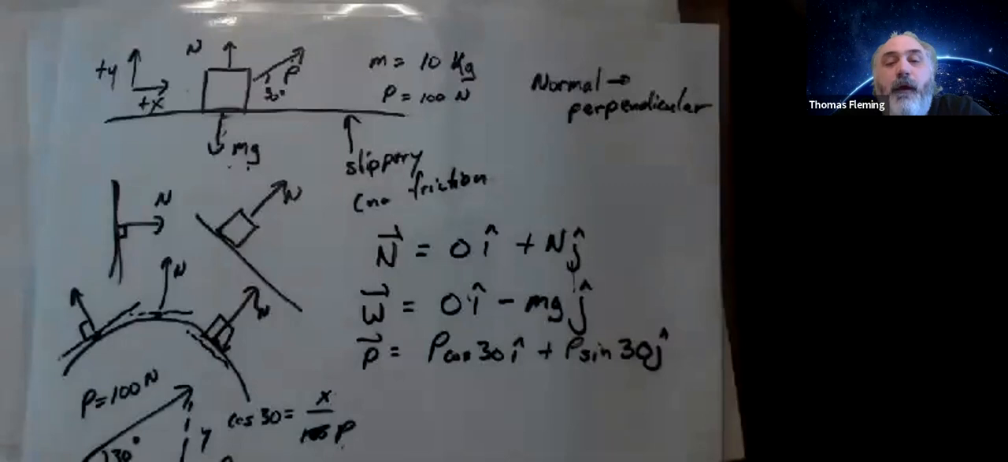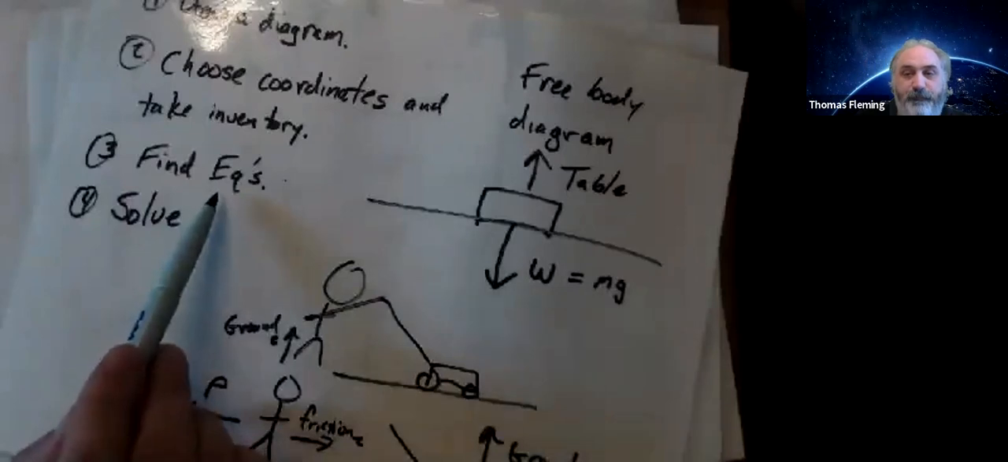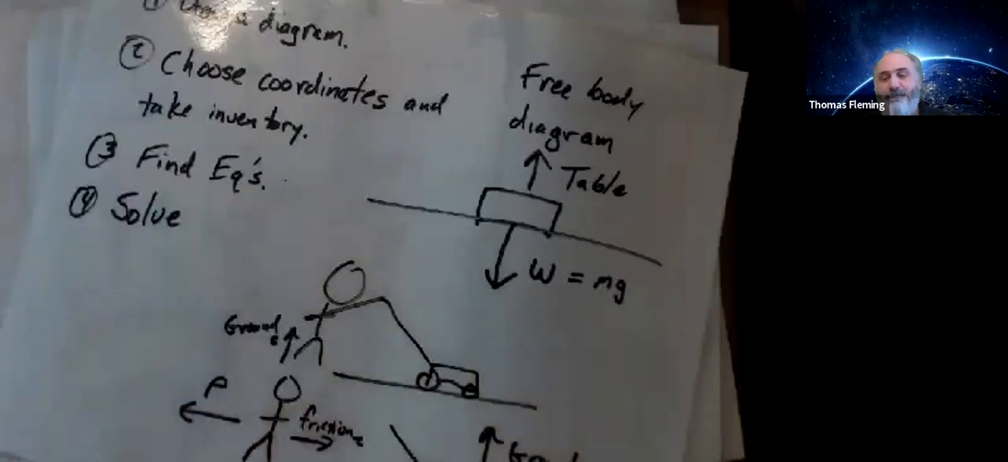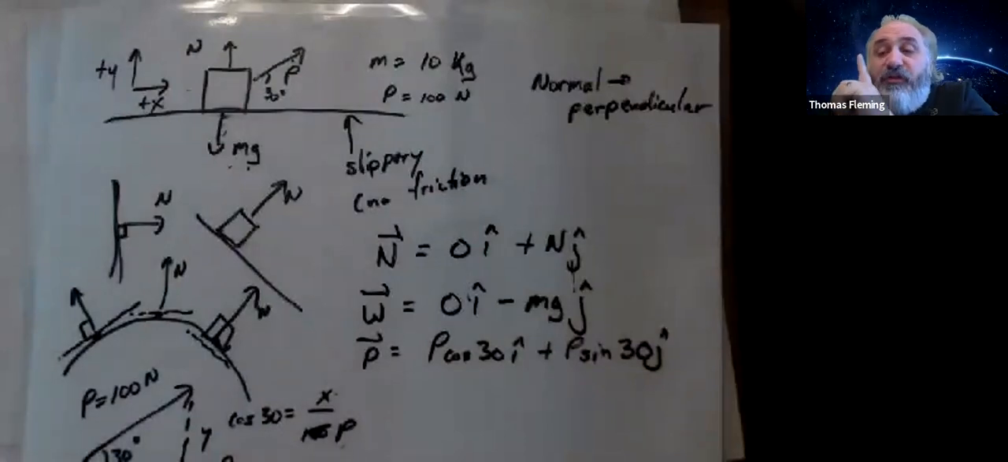Neat. So what's my third step? My third step is find some equations. And what's going to happen is in this chapter, you're not going to have a list of equations to memorize. You've got one equation you need to know. It's the same equation in every single Newton's law problem, right? And that equation is Newton's second law. What is Newton's second law?